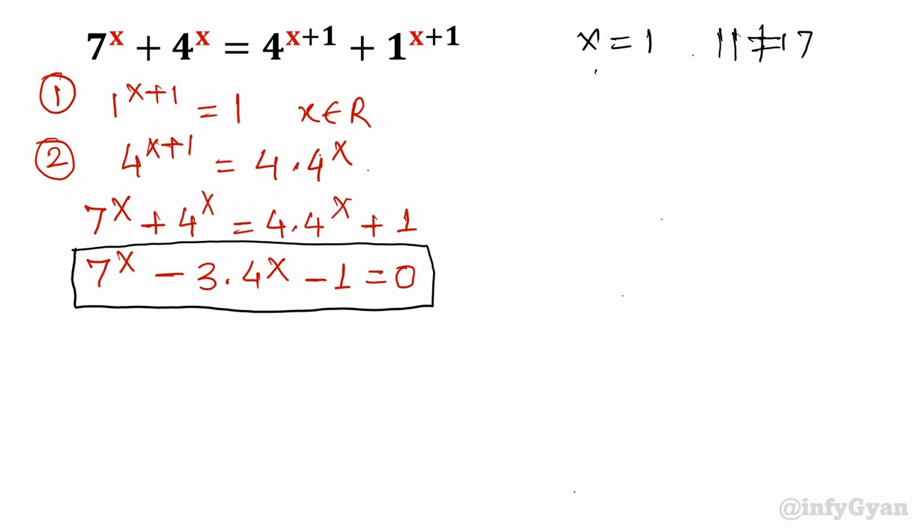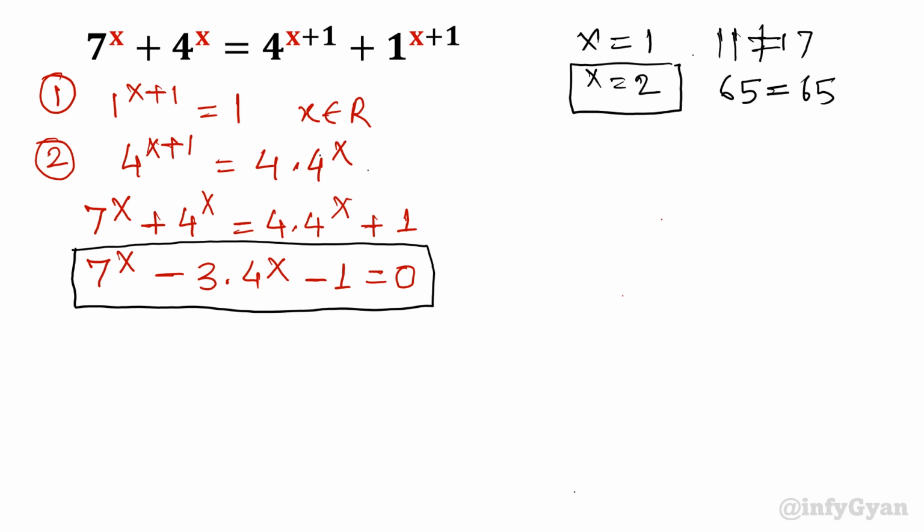Let me put x equal to 2. It looks like it will satisfy. 49 plus 16 is 65. Let us check the right hand side. 4 cubed is 64 plus 1 squared is 1, so 65. That means x equal to 2 is literally one solution. Just by the hit and trial method, anyone can identify that x equal to 2 is the root or solution of this equation.